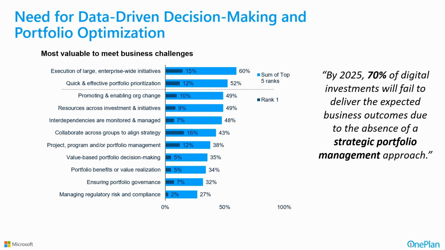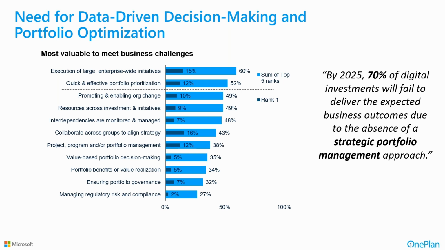So in the need for data-driven decision-making and portfolio optimization, if we don't have that type of visibility with rich data, we can fail. Gartner says by 2025, 70% of digital investments will fail to deliver expected business outcomes due to the absence of a strategic portfolio management approach. That's quite a daunting assertion.